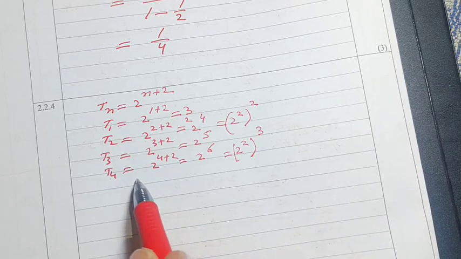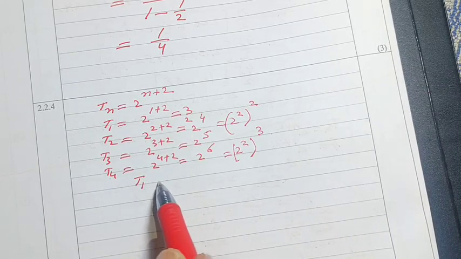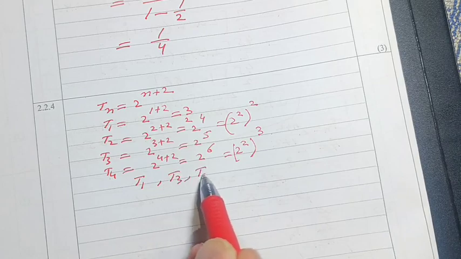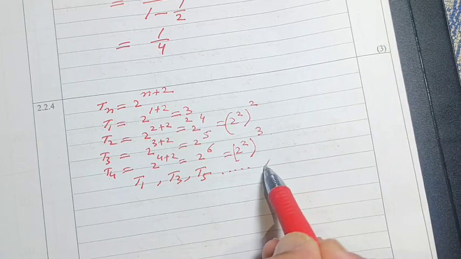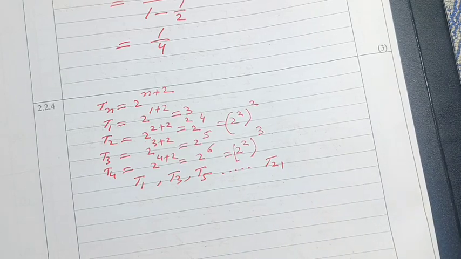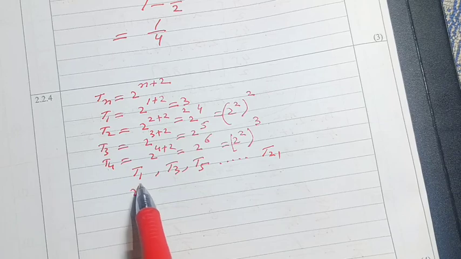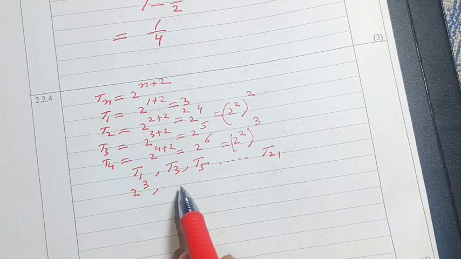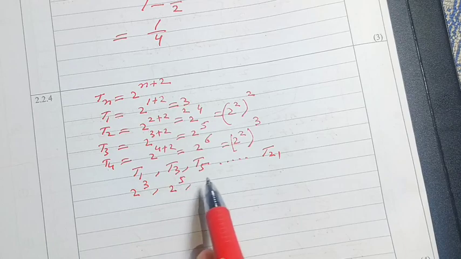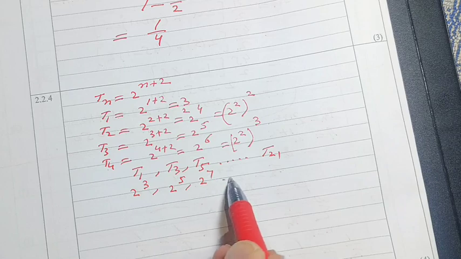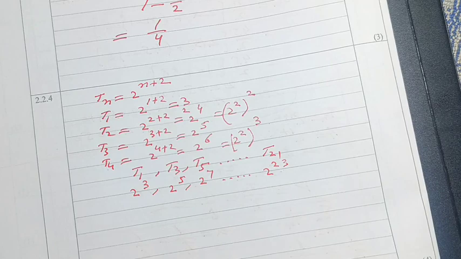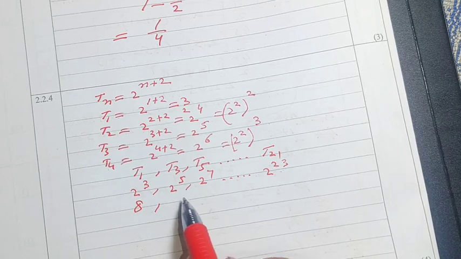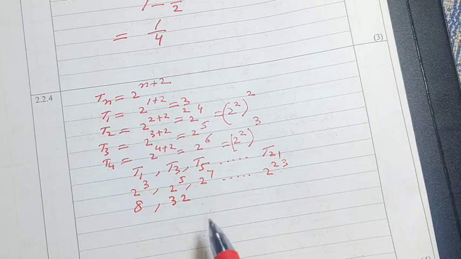So it's going to be T1, T3, T5, and so on till T21. Now, this is 2 power 3 and this is 2 power 5 and this is going to be 2 power 7, and so on till 2 power 23. Right. So now let's see. This is going to be 8. This is going to be 32, and so on.